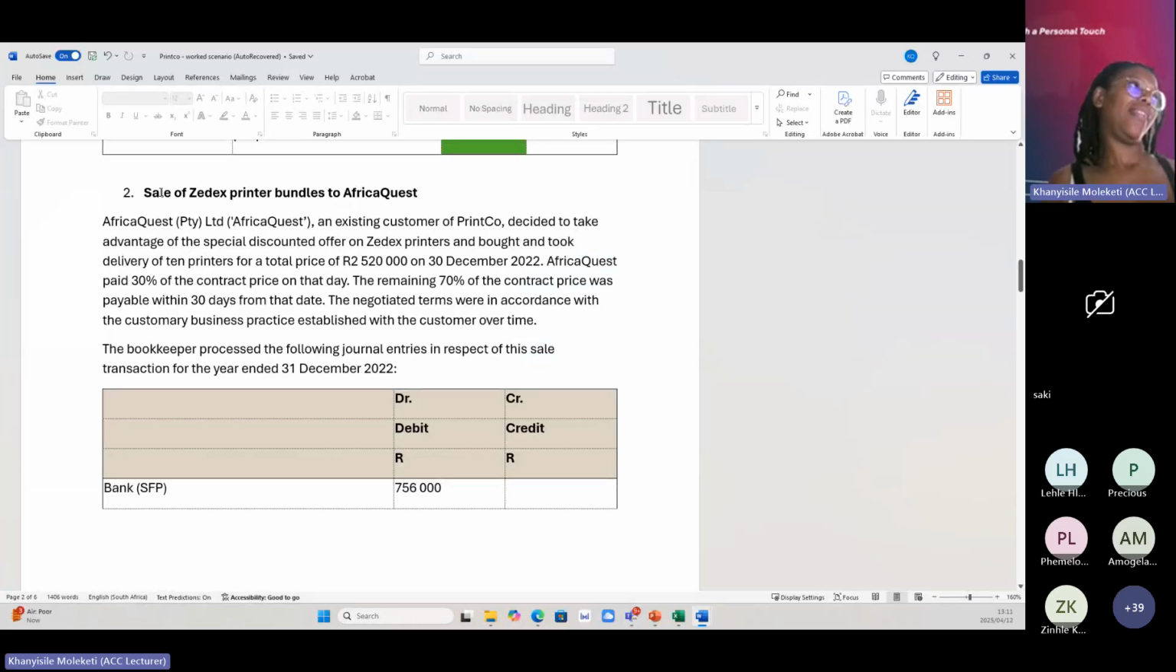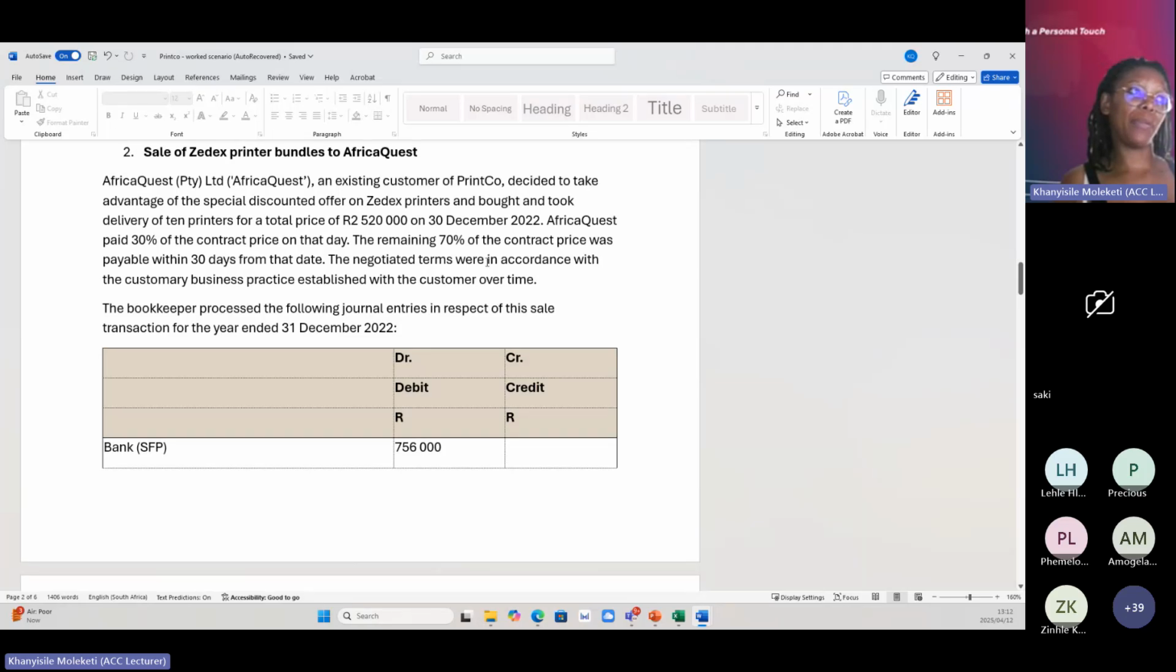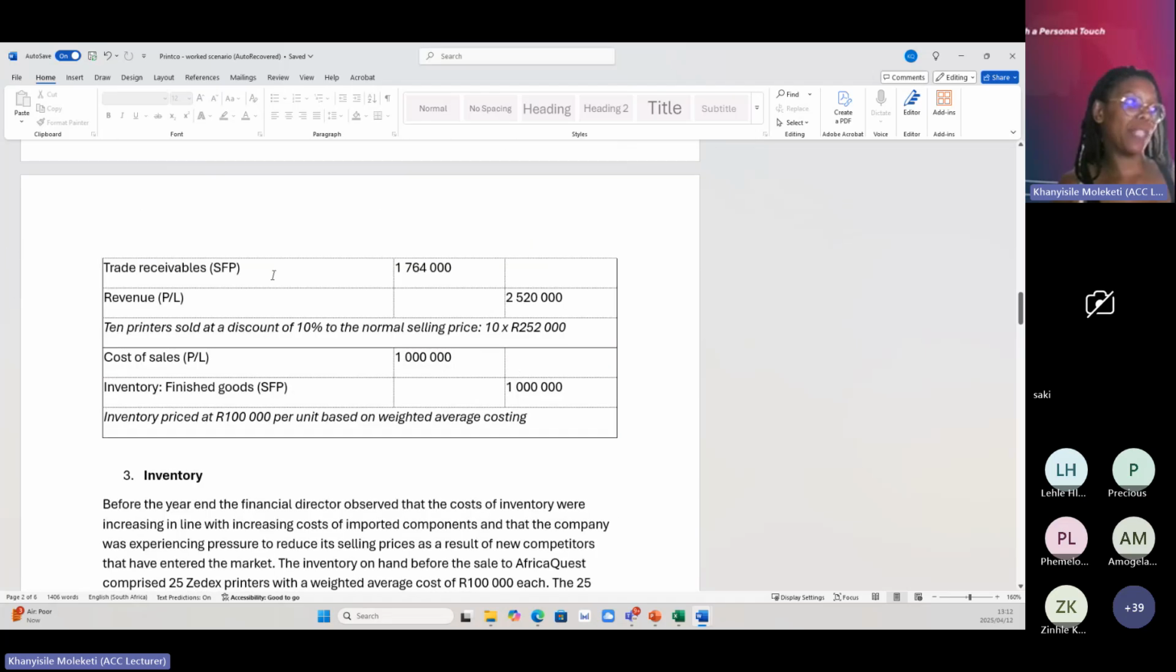Okay. Then in this part, they give us actual detail of the sale to Africa Quest. It tells us that Africa Quest is an existing customer of Printco. They're taking advantage of the special discounted offer, and they're taking 10 printers, and the total price they are paying is 2520. This is happening on 30 December. They then give us the payment terms. They're paying 30% today, or 30 December, and the remaining 70% within 30 days from that date. And this is in line with normal customer business practice. Then they give us the journals the bookkeeper provided.